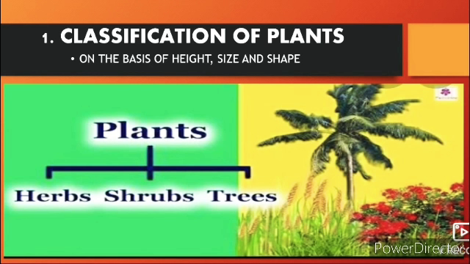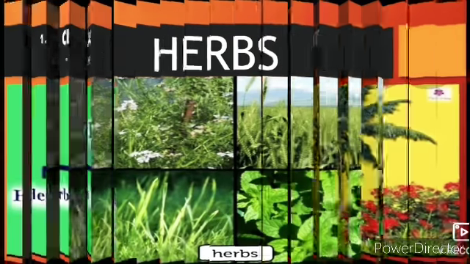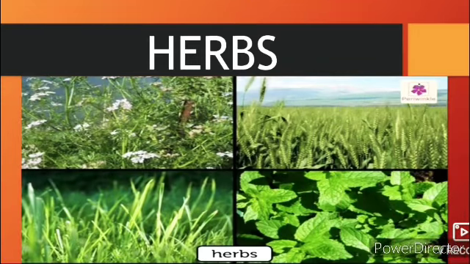On the basis of their height, size, and shape, plants can be divided into three categories. They are herb, shrub, and trees. What are herbs? Herbs are very small plants. Their height ranges from a few centimeters to about 1 meter. They have soft and green stems. Example, grasses, vegetables, and many flowering plants.